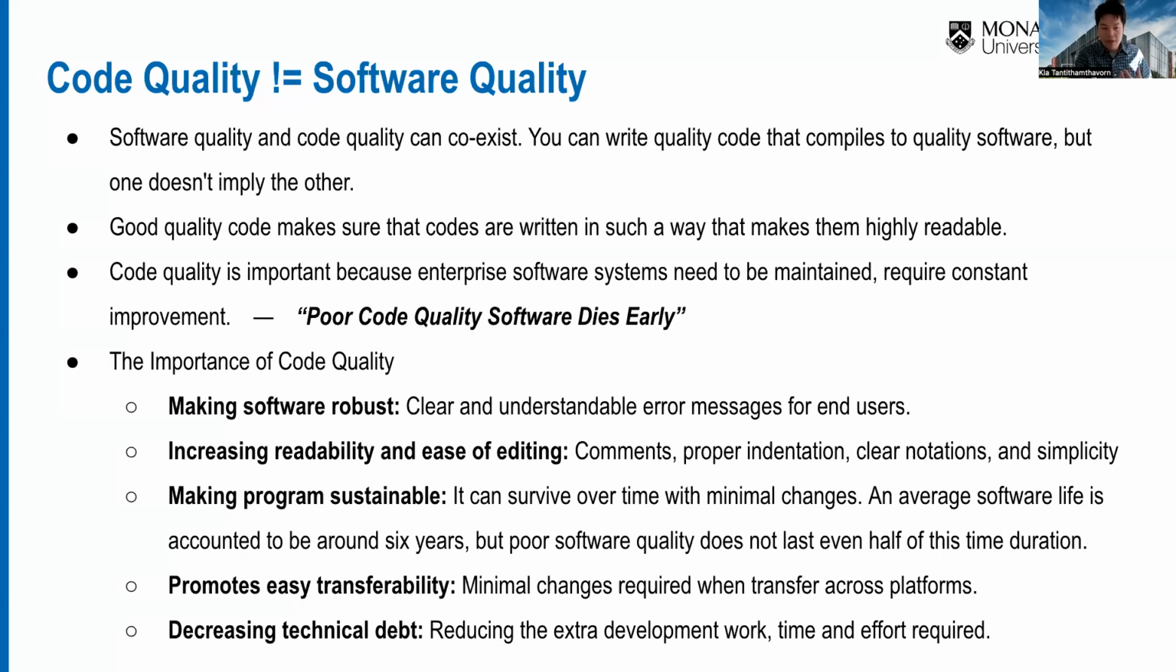It is maintainable, and this is the last part of the slide here. Why is code quality very important? Because it will make software very robust. It can increase readability. Someone can modify it easily as well, with proper comments, proper indentation, coding style up to the standard, clear notation, simplicity, easy to understand. And then it can decrease the technical debt as well. We will talk about it later. What does technical debt mean?